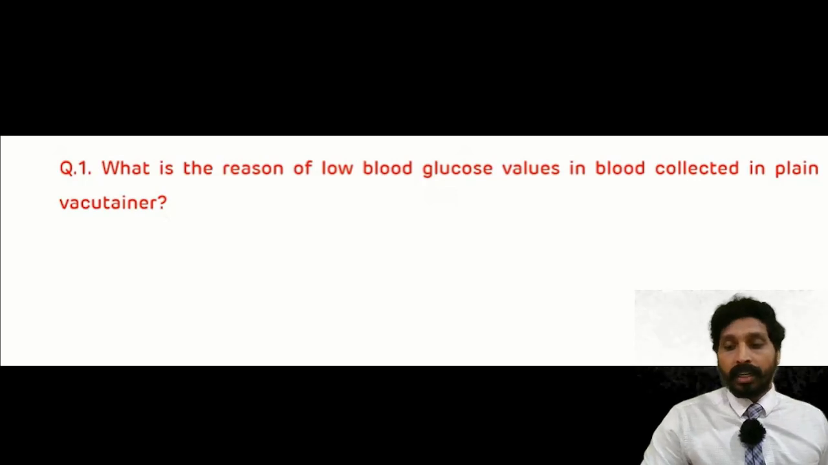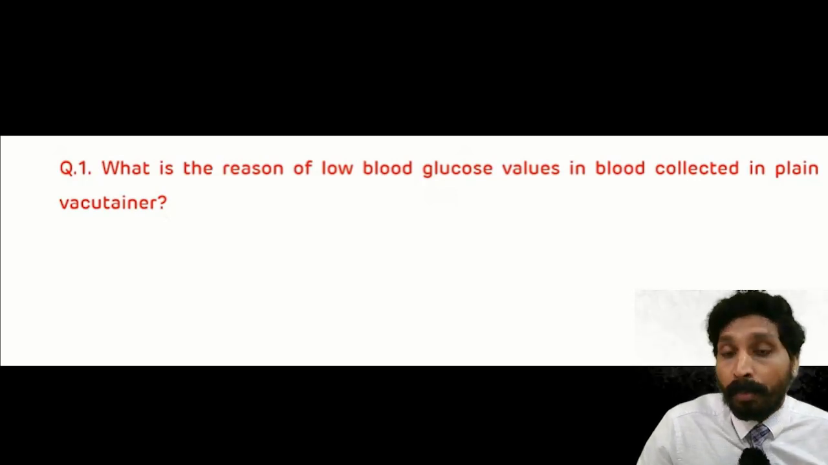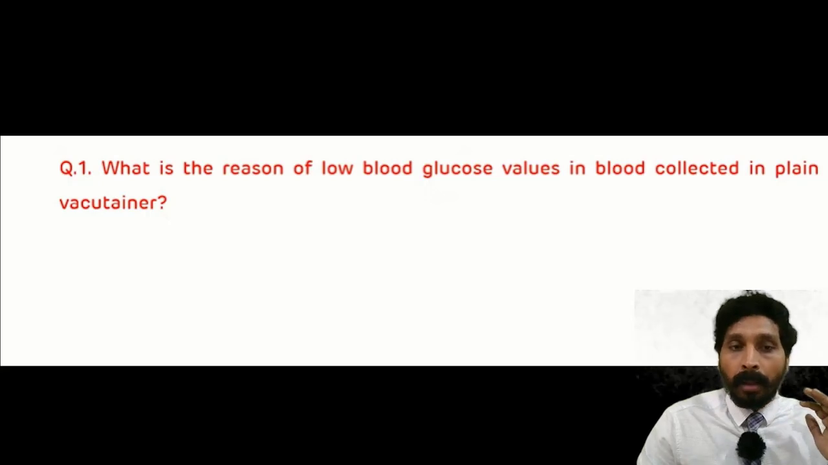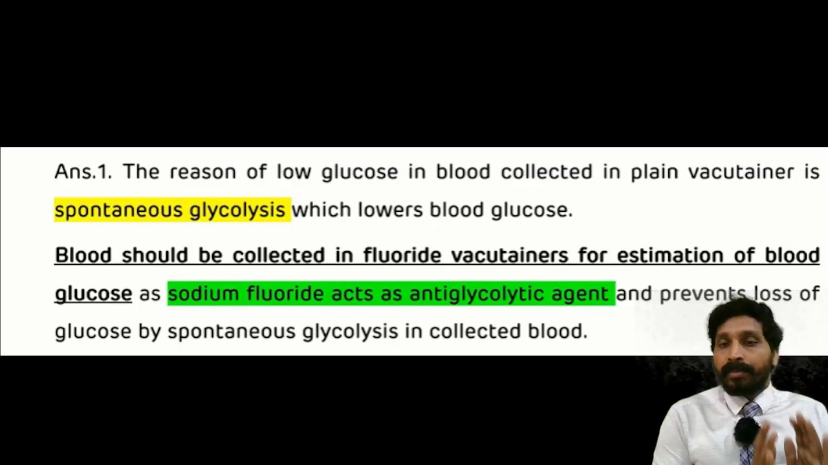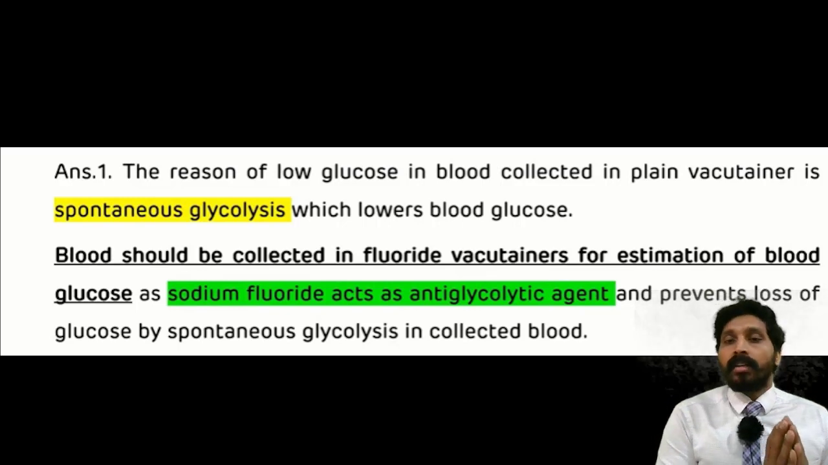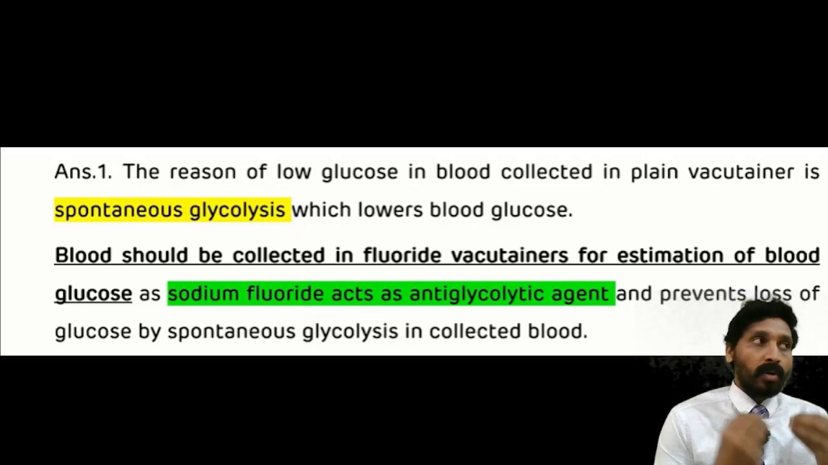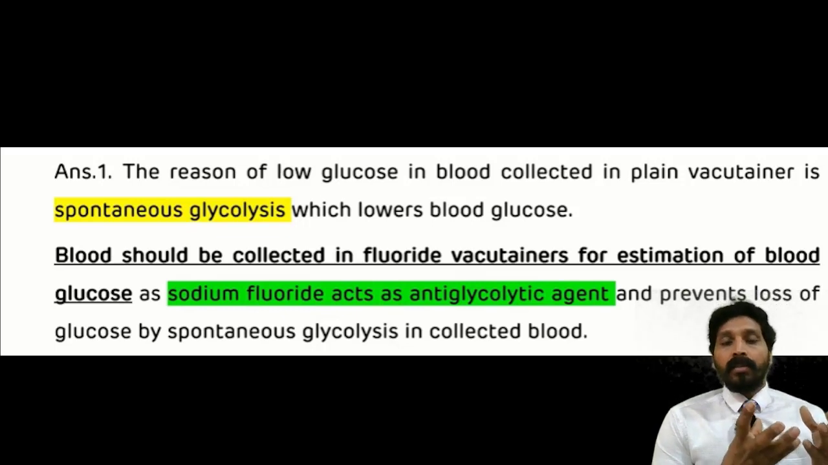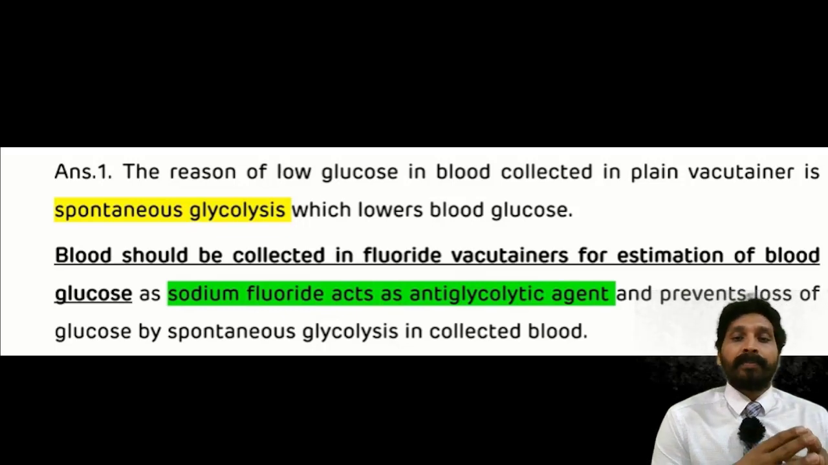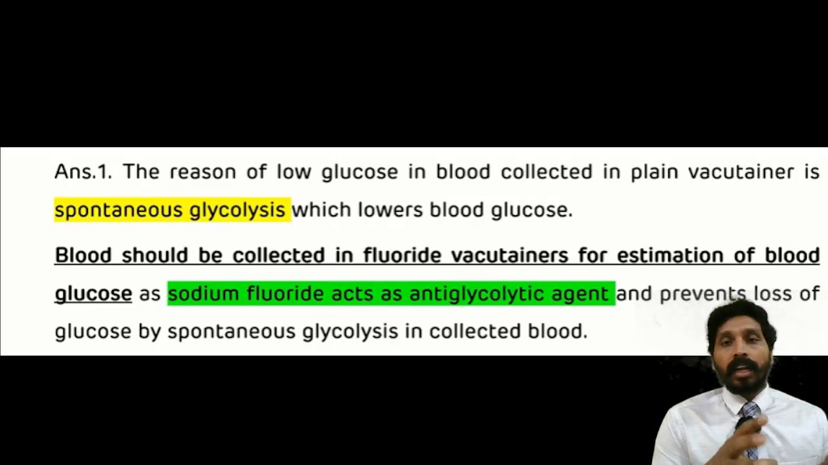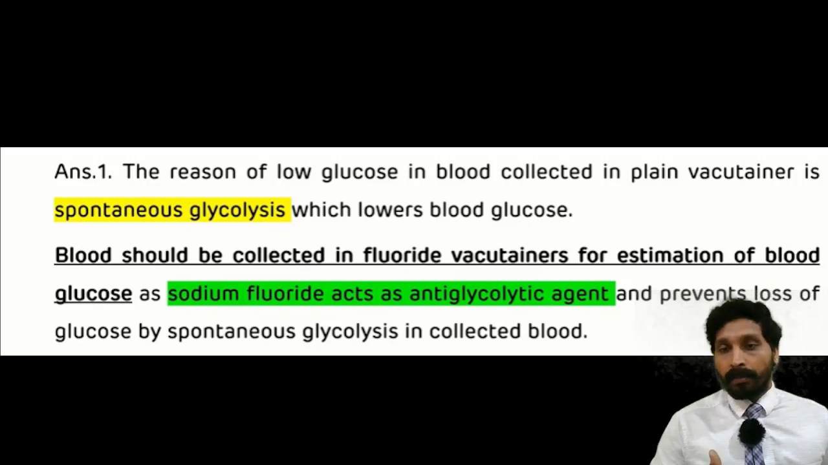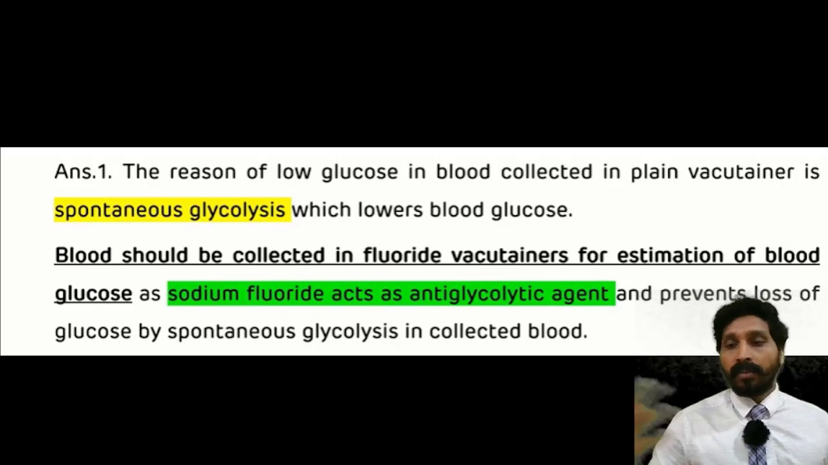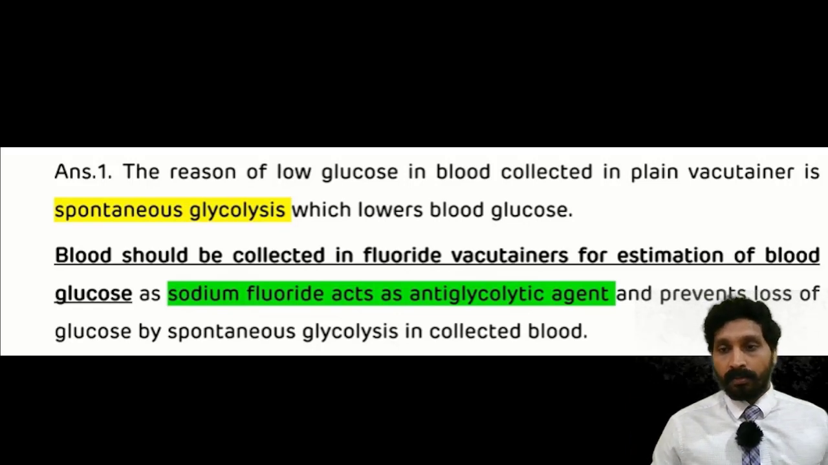The question to be asked here: what is the reason for the low blood glucose values in blood collected in a plain vacuum tube? The probable answer is that the low glucose in blood collected in a plain vacuum tube is due to spontaneous glycolysis. We are all aware that glucose is metabolized by glycolysis, and the key enzymes process the glucose to produce energy. So spontaneous glycolysis is the reason behind the low blood glucose values. Because we collected the blood at 8 a.m. and processed it at 11, 3 hours is sufficient time for glucose to be processed via glycolysis.